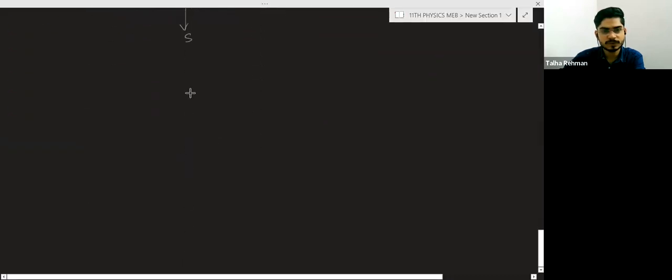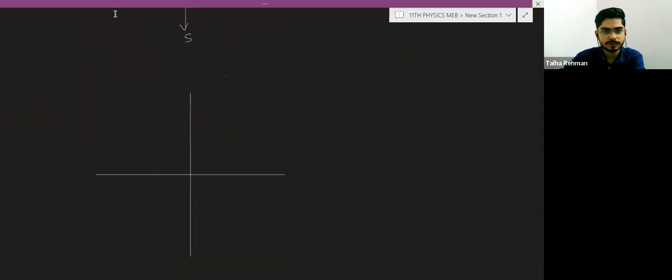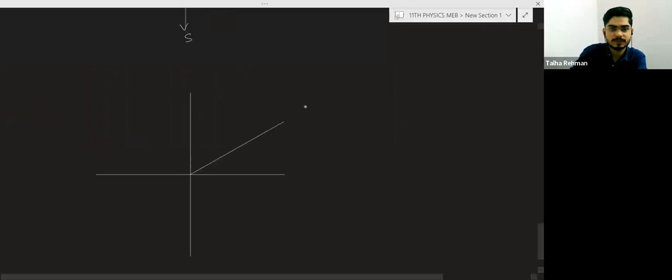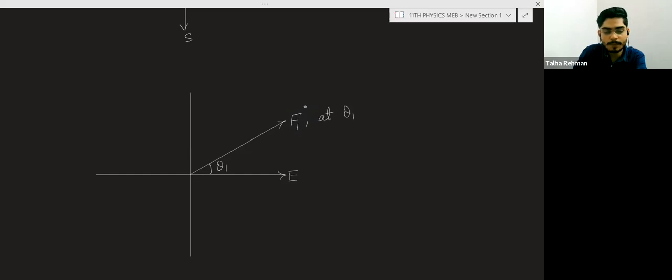So there is one more concept that you should remember. Suppose a vector is given like this. Suppose this is a force vector F1, and this F1 is making an angle of θ1 with east. So you will say this F1 will be at θ1 north of east. This is your north direction.